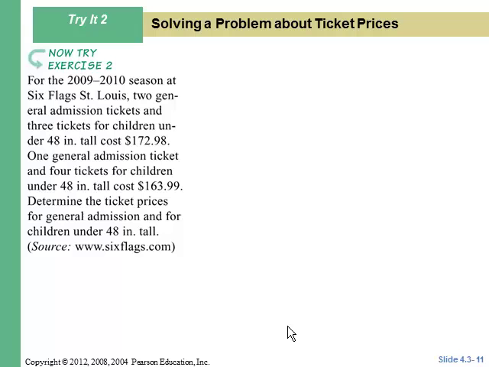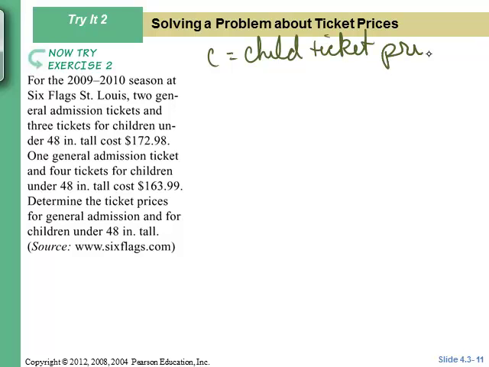Okay, assign our variables. For the 2009-2010 season at Six Flags in St. Louis, 2 general admission tickets and 3 tickets for children under 48 inches cost $172.98. 1 general admission ticket and 4 tickets for children cost $163.99. Determine the ticket price for general admission and for children under 48. So we're going to use C is children ticket price, and G is general ticket price.